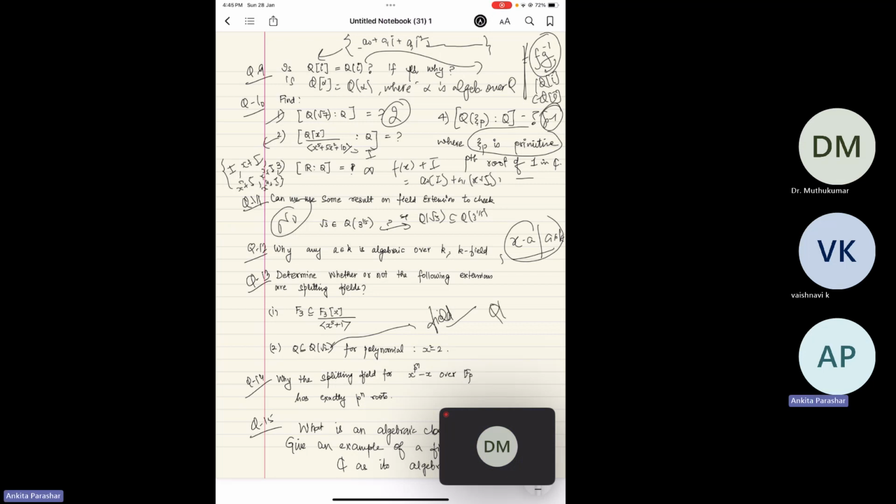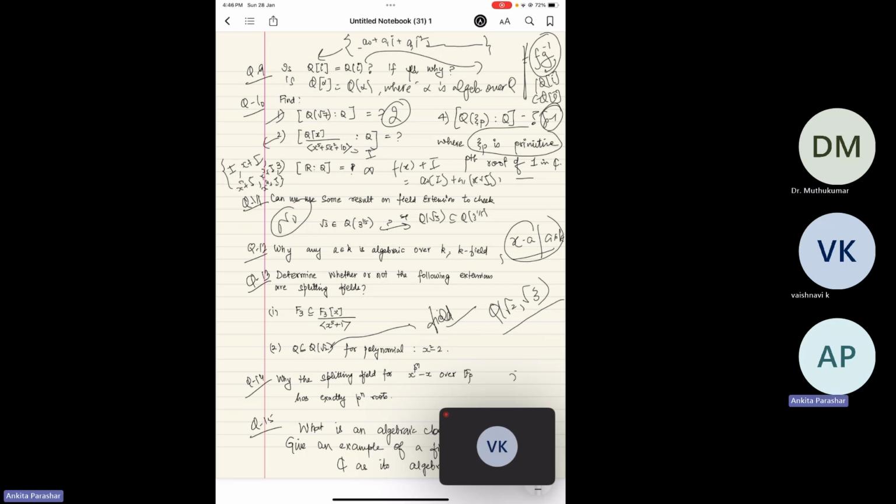However, if I say Q(root 2, root 3), what do you say about that? No, it's not the smallest. The issue is that this is the smallest field containing Q, root 2 and root 3. But it is not the smallest field containing just root 2 and Q. So therefore, this is not a splitting field. However, Q(root 2) is a splitting field. Okay, so question 14 is about the splitting field for x^(p^n).